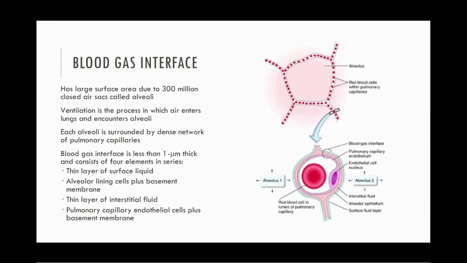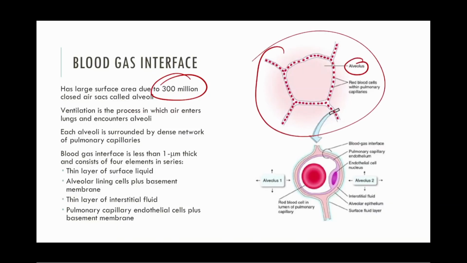Blood-gas interface. We talked about those capillaries. Has about 300 million air sacs. Okay? Each of those air sacs, the alveolus, has a good supply of capillaries surrounding each alveolar bud. They look like a bunch of grapes. Okay, so we have great diffusion. We have plenty of capillaries, blood surrounding all the alveoli. Plenty of places for gas exchange to occur.